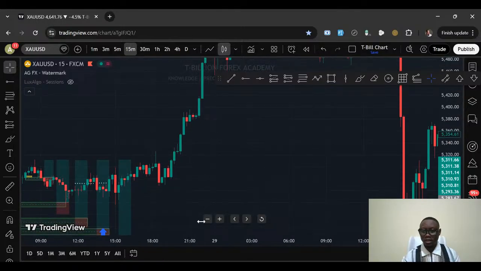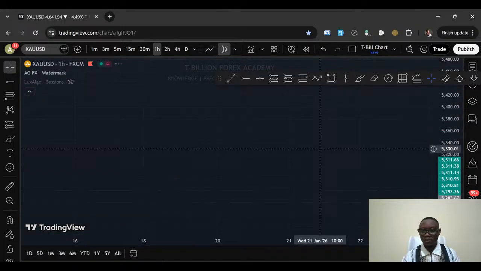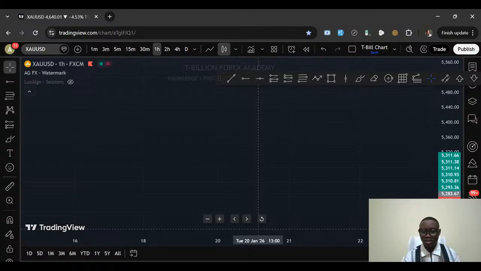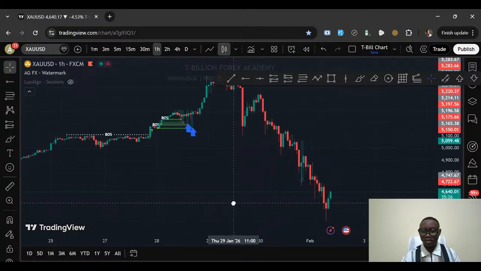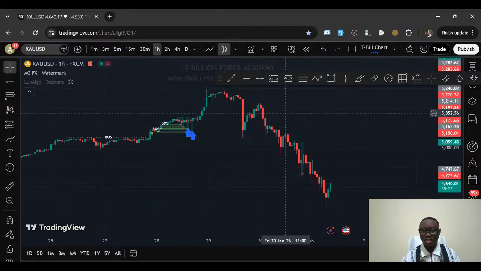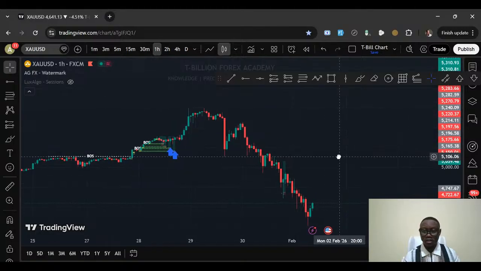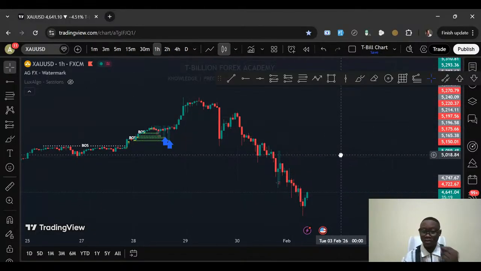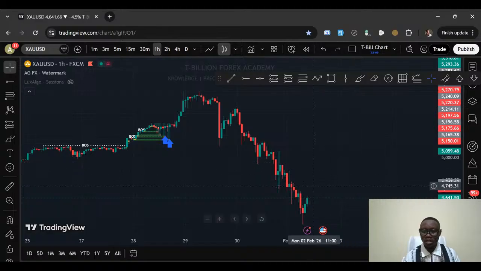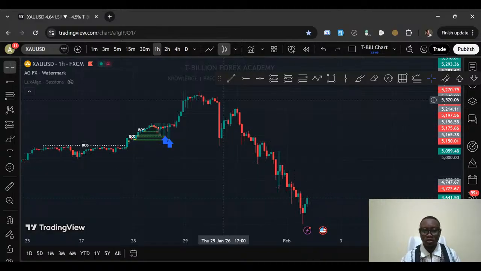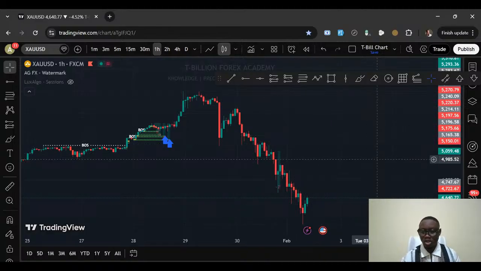Let's go back to the 1-hour time frame. You can see since last week, gold has been heavily tanking. Look at it, gold has been bearish. The sell has been massive since last week. But hopefully we're expecting a shift in the market structure from a bearish trend to a bullish trend.